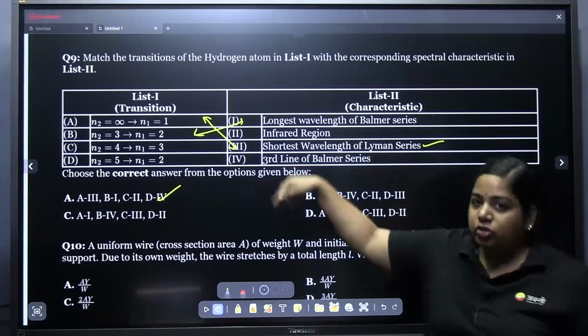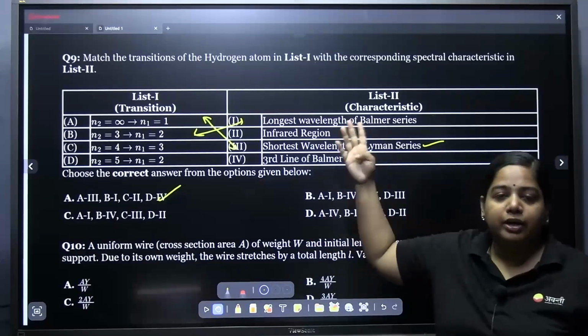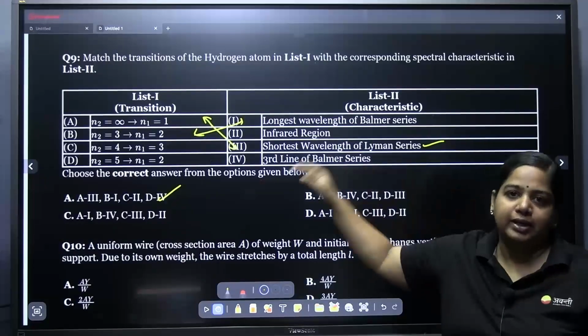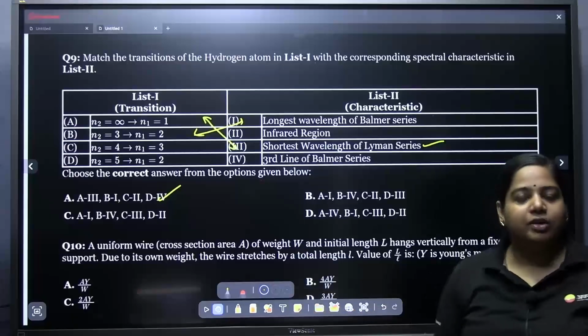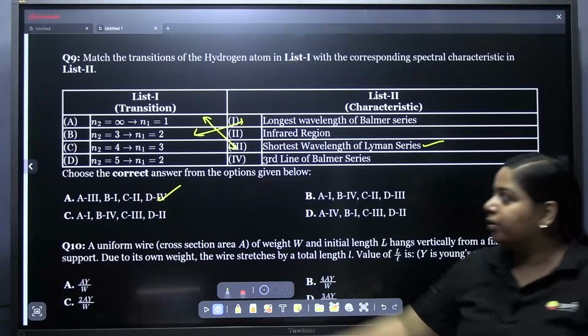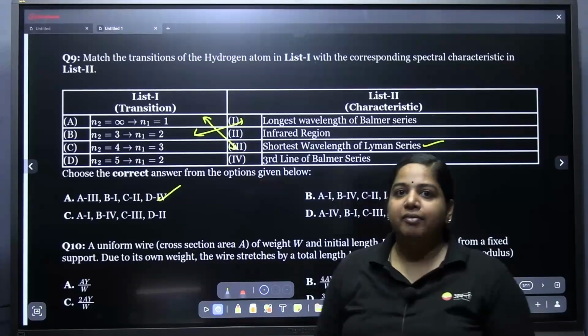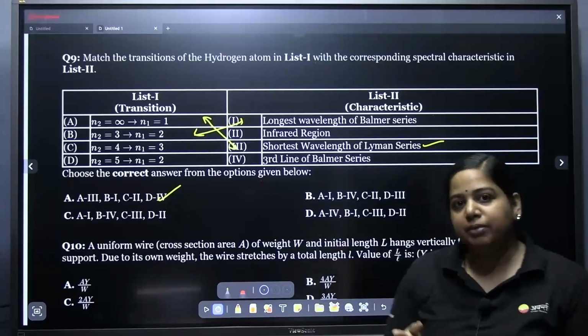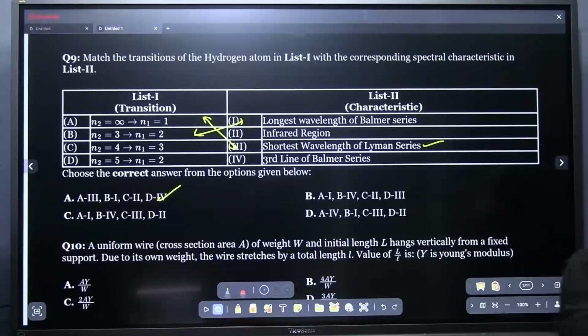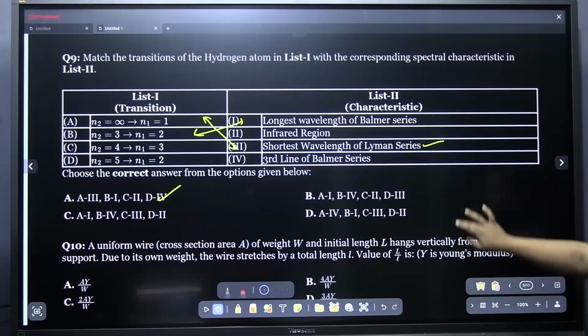Even if values of wavelengths are given, like 400 nanometer, 620 nanometer, you can compare. Maximum value will be for this only, minimum value will be for minimum distance. Okay, is it clear? Okay, moving on.